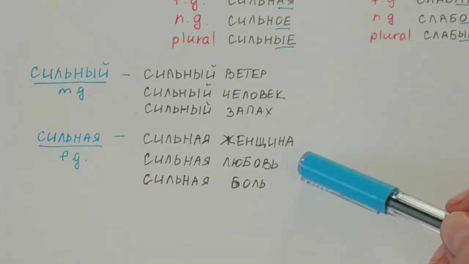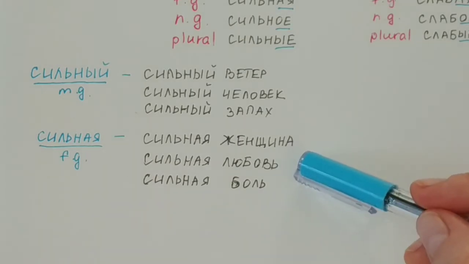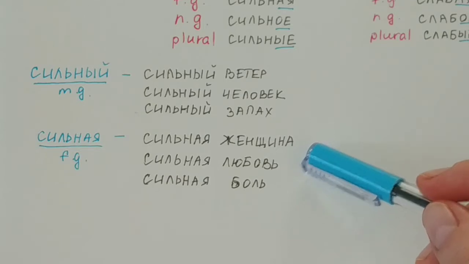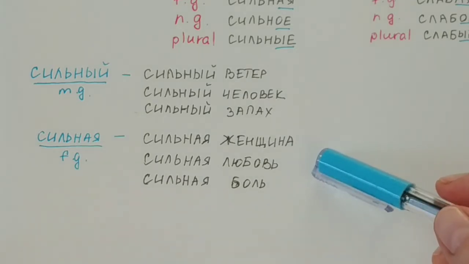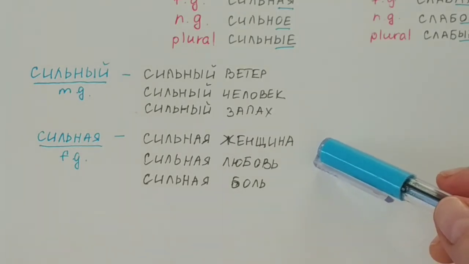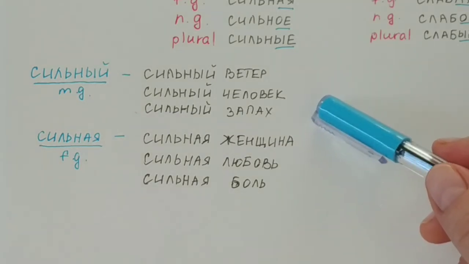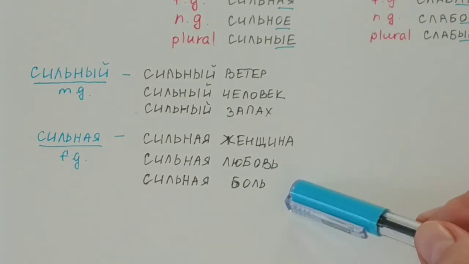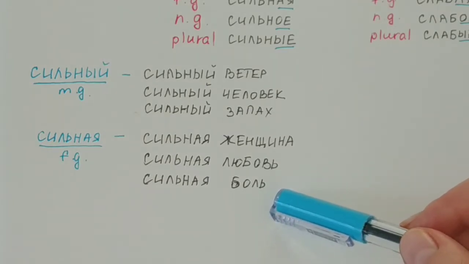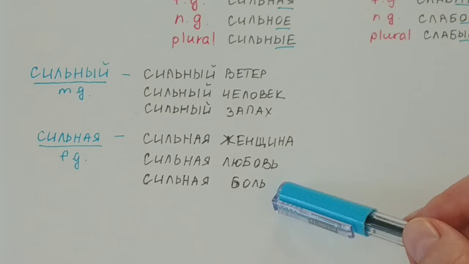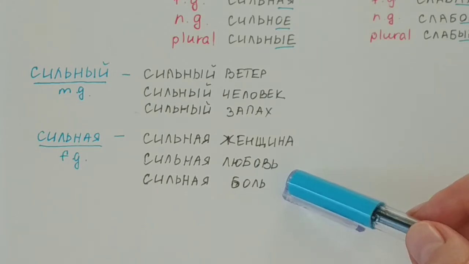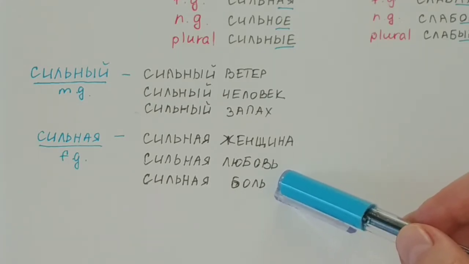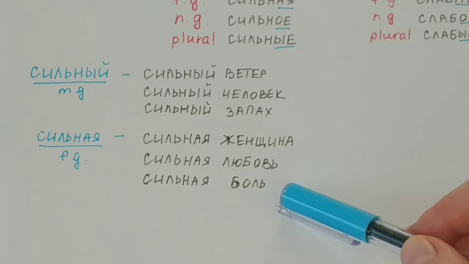Next we have сильная любовь. Любовь meaning love. Here it is translated as strong love, like the love where you are very passionate about it. And the next example is сильная боль. Боль meaning pain or ache. And here it is better translated into English as severe pain. Сильная боль, severe pain.